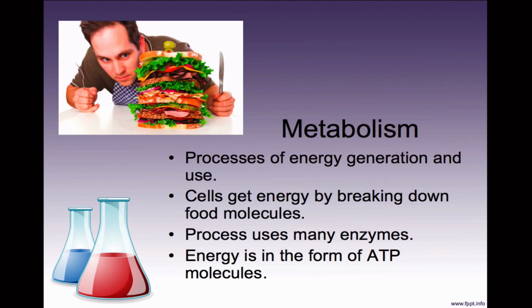All right, so we're going to talk about metabolism. Metabolism is the process of energy generation and use within your cells. Cells get energy by breaking down food molecules, and that process uses a lot of enzymes. The energy that's formed is in the form of an ATP molecule, and that is what the cells use. They hold on to those ATP molecules, and whenever they need to use energy, they use the ATP.